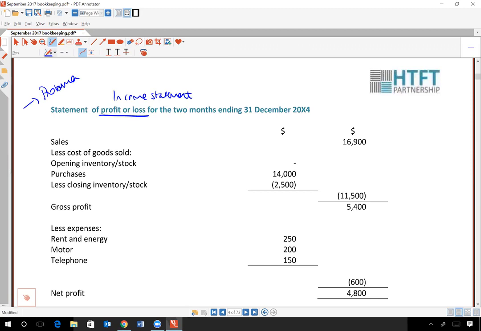Now, the key thing here is when we're looking at a profit and loss, we are looking at a period of time. It's really important. Whereas with the statement of financial position, what we're looking at there is a date, just one day. We just look at one day and say, what do we own and what do we owe? That's it. So here we're looking at a time frame.